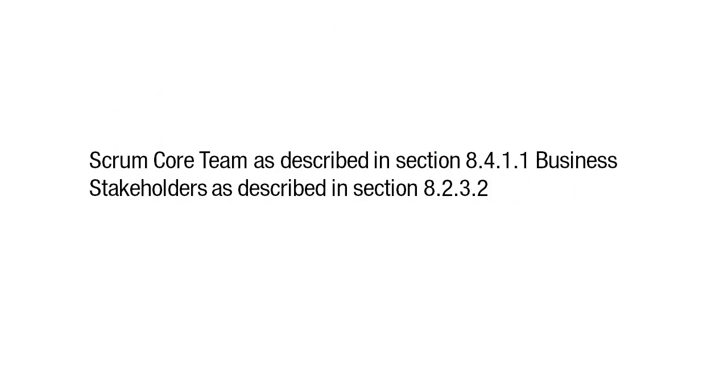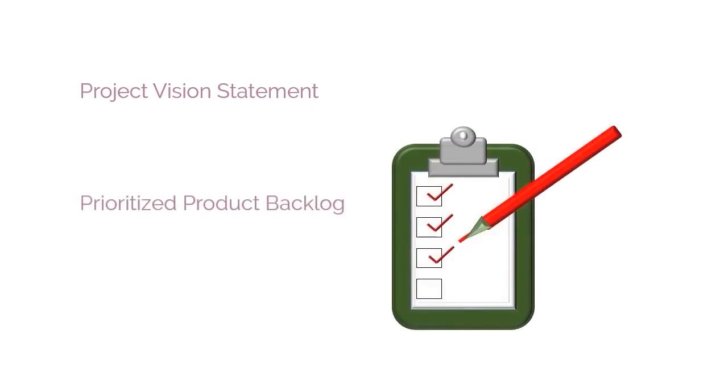We're now going to learn about the conduct release planning process. The inputs to this process are Scrum Core Team, described in section 8.4.1.1 of the SBOK Guide 4th edition; business stakeholders, as described in section 8.2.3.2; project vision statement, described in section 8.1.3.2; prioritized product backlog, as described in section 8.5.3.1; done criteria, as described in section 8.5.3.2. The first tool used in this process is Release Planning Session.